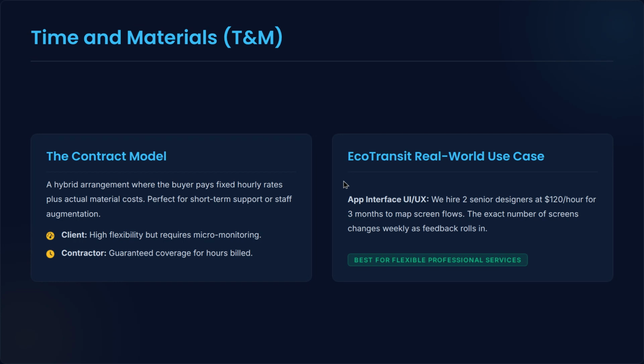We don't have a final, ready list of screens yet. We hire two senior UI/UX specialists at a flat rate of $120 per hour for 3 months. As requirements change week to week, they build, test, and adapt. It's clean, rapid, and keeps our design team agile.